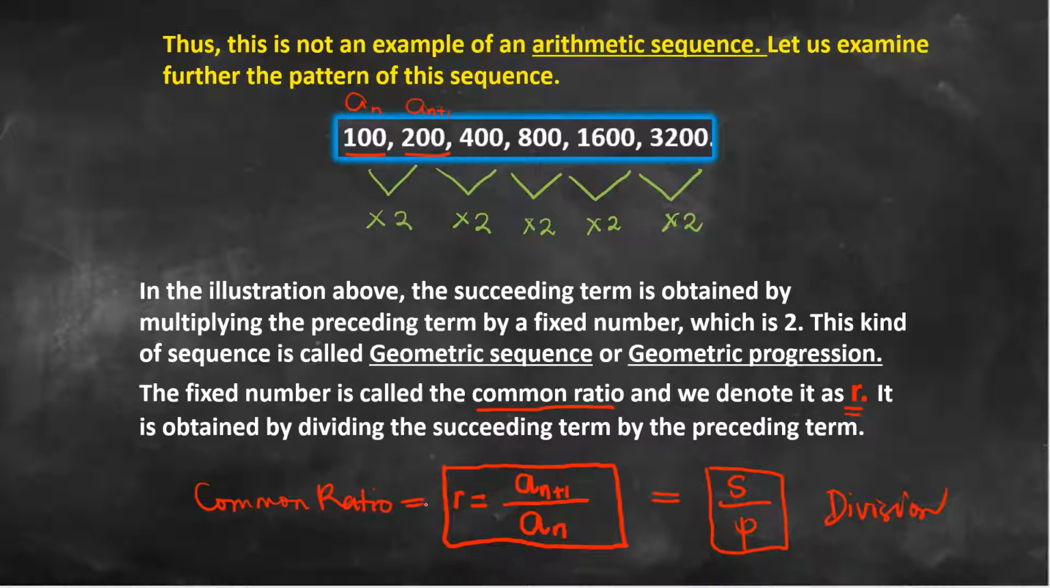While in the arithmetic sequence, as we previously discussed, to find the common difference, we just subtract the succeeding term minus the preceding term. That's the process there. So those are the differences that we take note of when it comes to arithmetic sequence and geometric sequence. Let me give you another example of a geometric sequence.